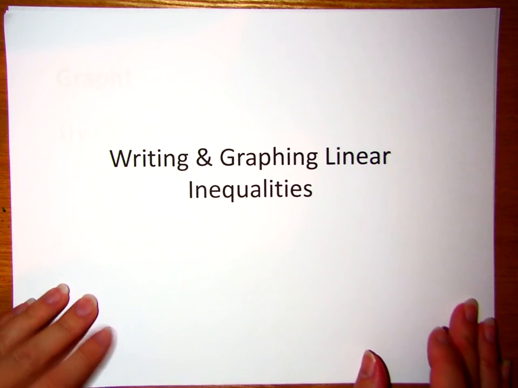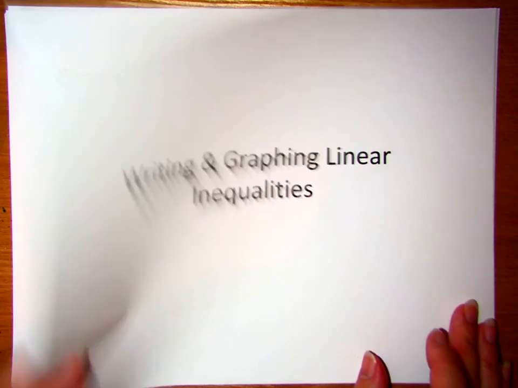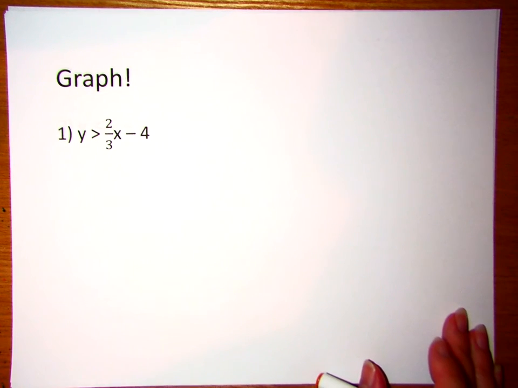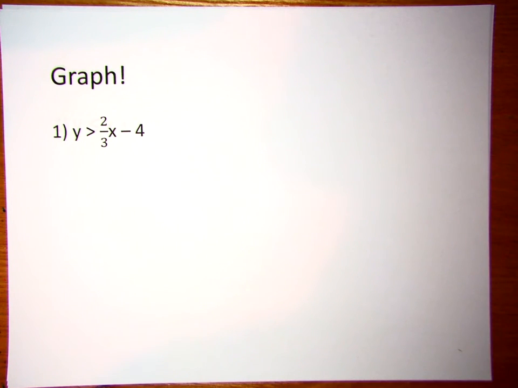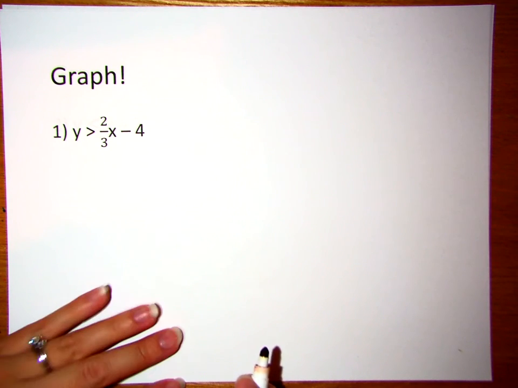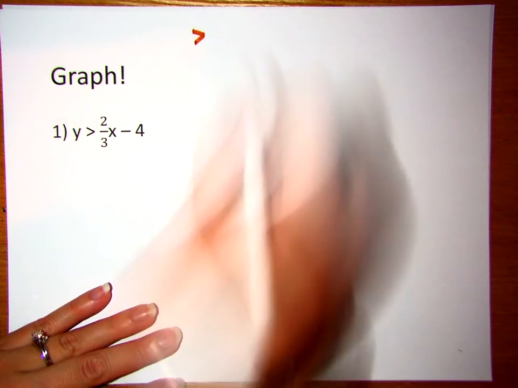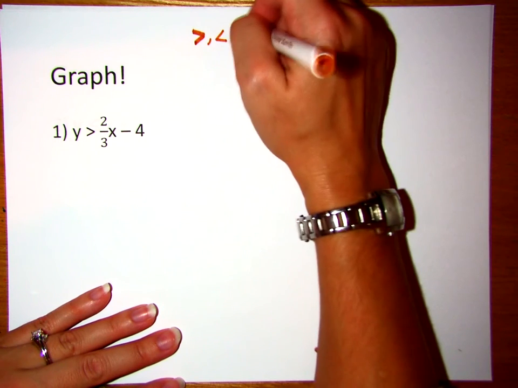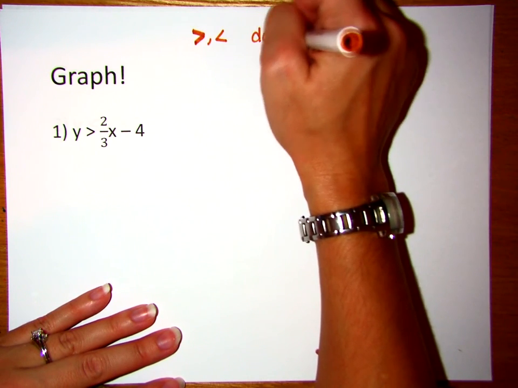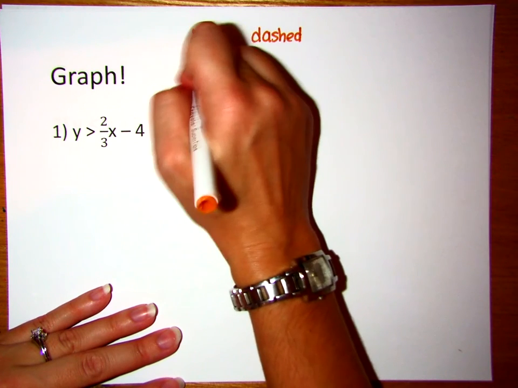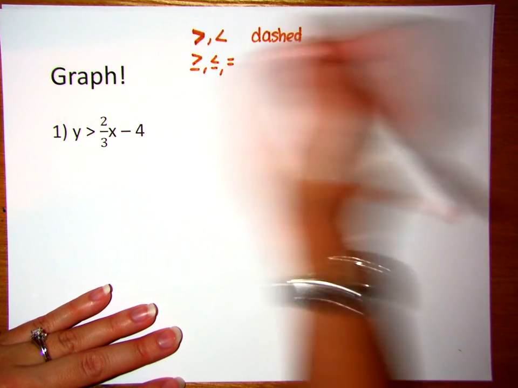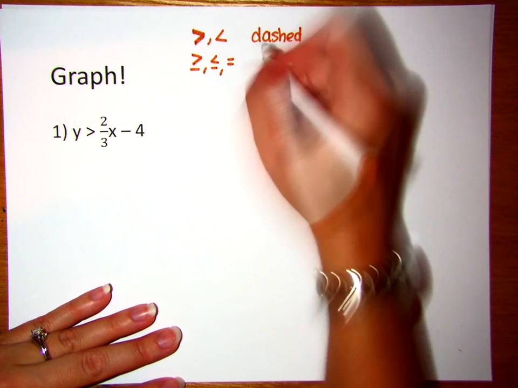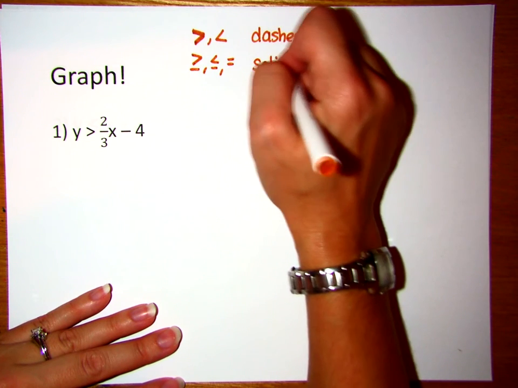This lesson is on writing and graphing linear inequalities. Before we begin, you need to know a few things about graphing. If you have greater than or less than as your symbol, we're going to have a dashed or dotted line. If it has an equals, just like you learned how to graph an equation with equals, that's where you have your solid line.